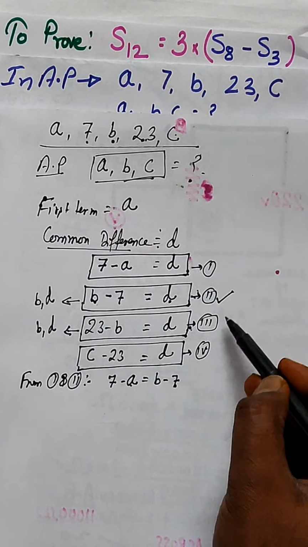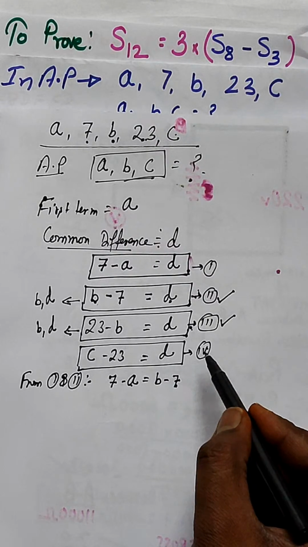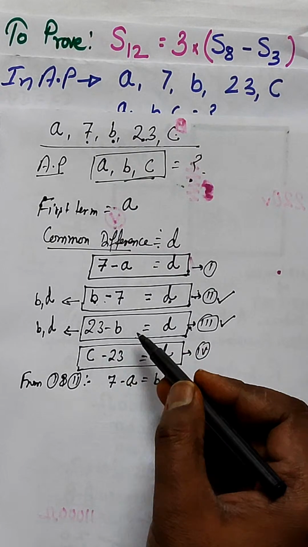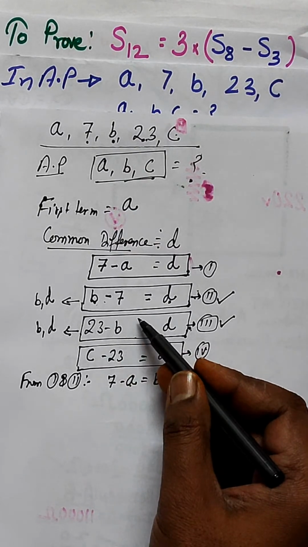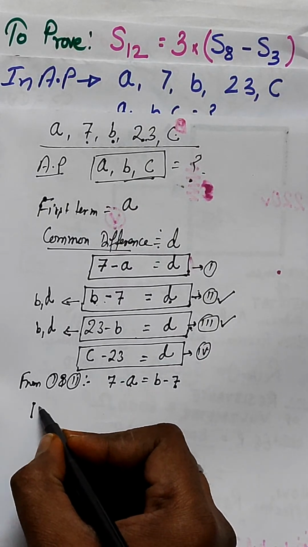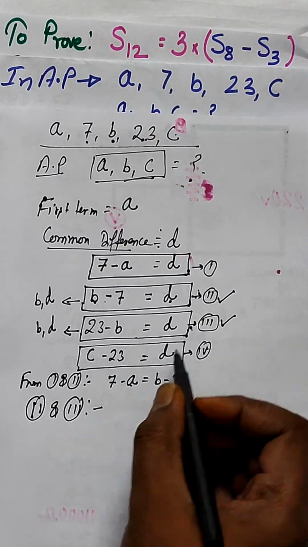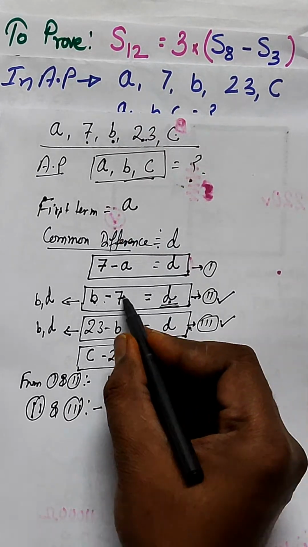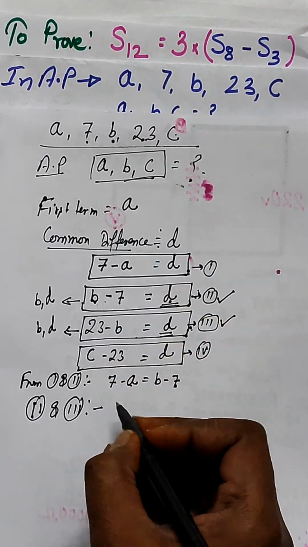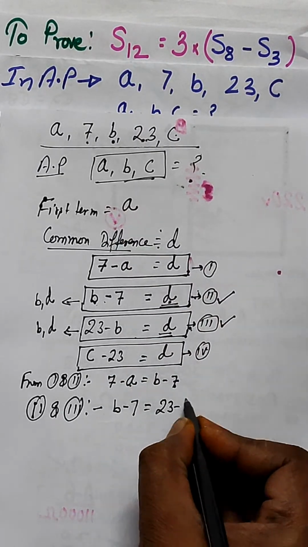That is equation number 2 and equation number 3. That should be used first, right? Because this will help you to eliminate one of the variables and you will get the value of the second variable, right? So use equations 2 and 3. So by 2 and 3 you just equate, because all these four equations are equal to D. So from 2 and 3 we can write B minus 7 equal to 23 minus B.